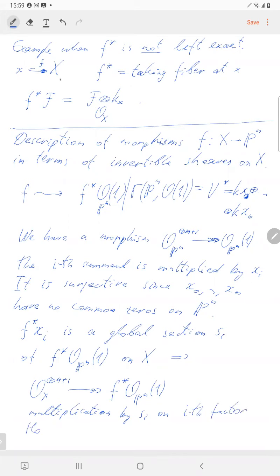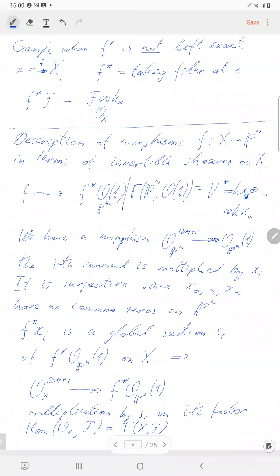So Hom from O_X to F is just global sections of F on X, with coefficients in F. Okay, so that's what I mean here. Is it okay?